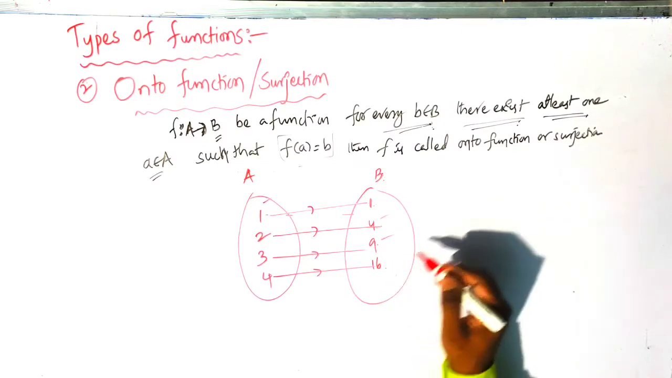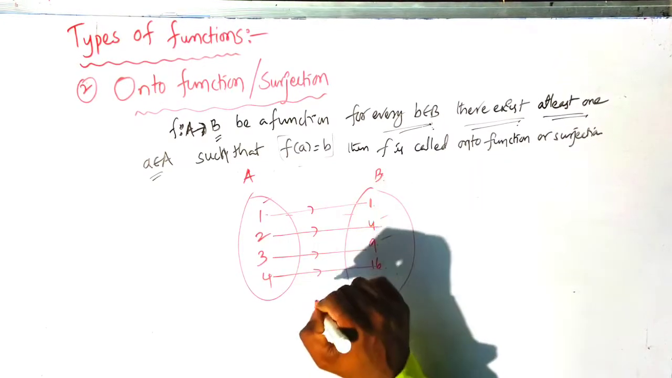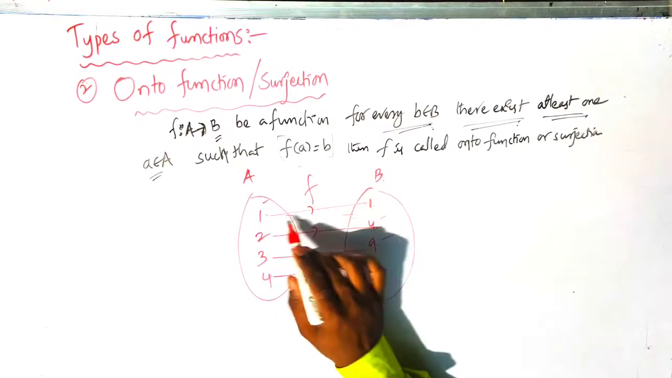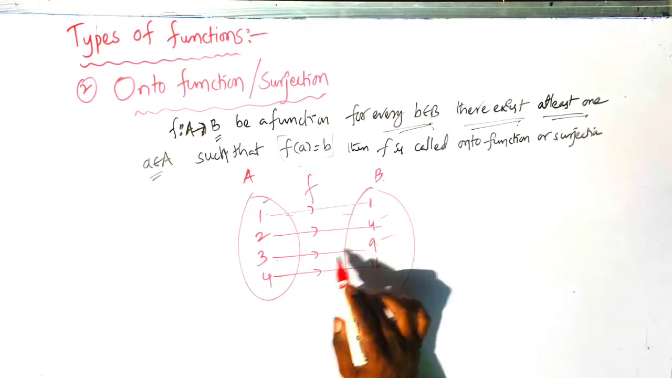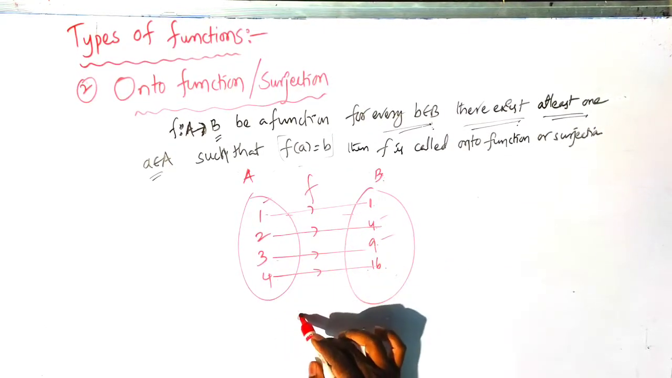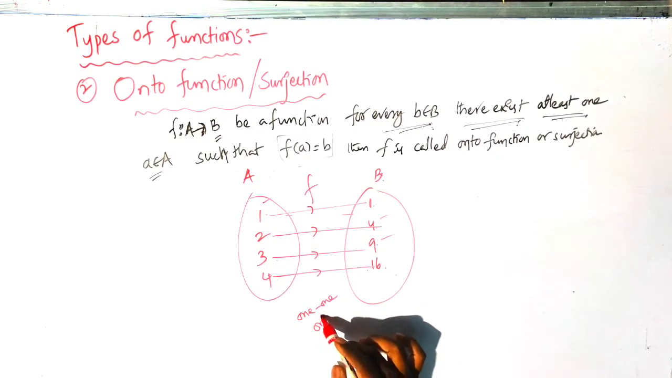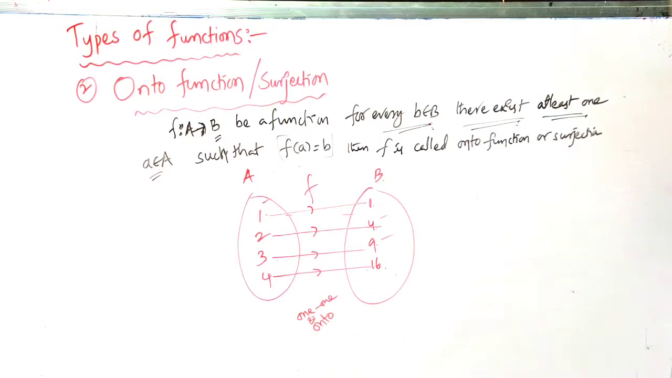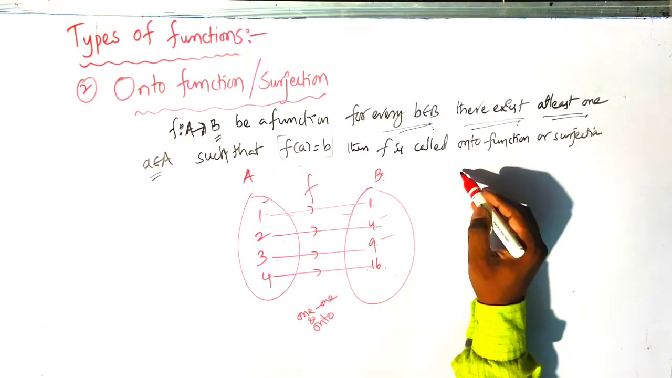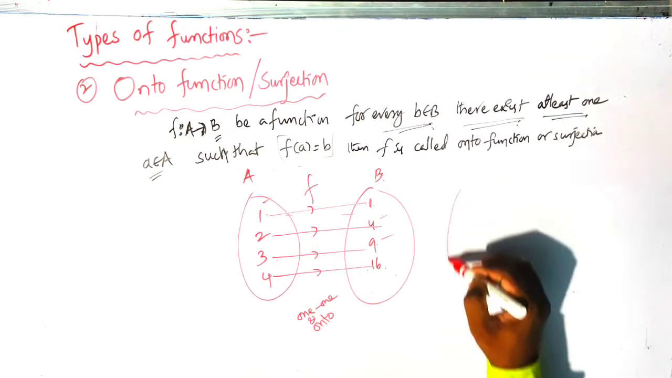For example, one more example we take here. This is surjection now. Why? Because 1 to 1, 2 to 4, 3 to 9, 4 to 9. This is 1-1 and onto also. Both functions. Clear? Right? So one more example we take here for surjection.